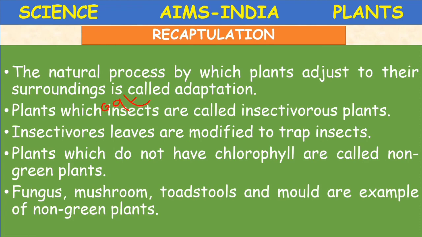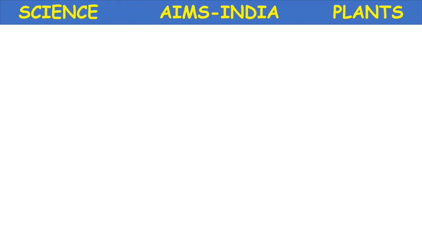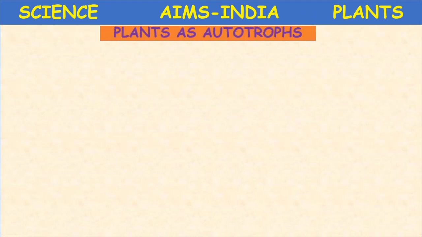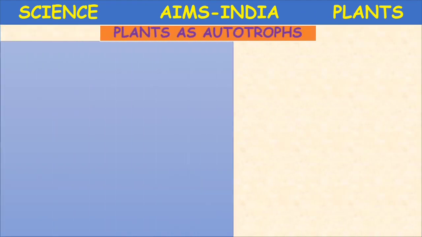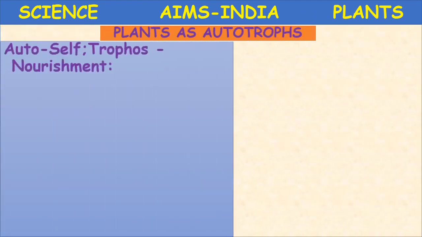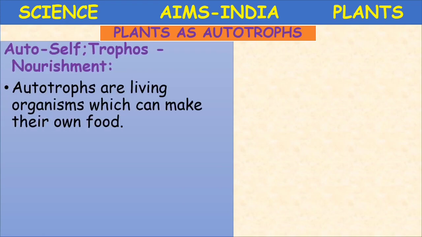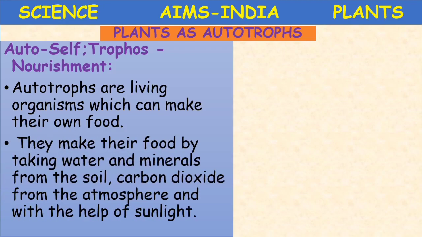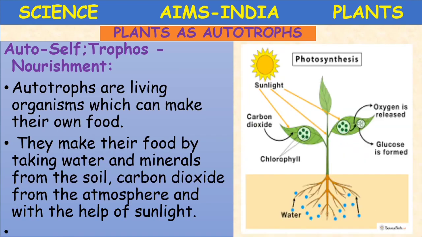So today we are going to continue with some more things about plants. Okay. Plants as autotrophs. So in the beginning we learnt, autotrophs means what children? They make their own food. Autotrophs are nothing but self-making food. Okay, self-made food. So autotrophs are living organisms which can make their own food.